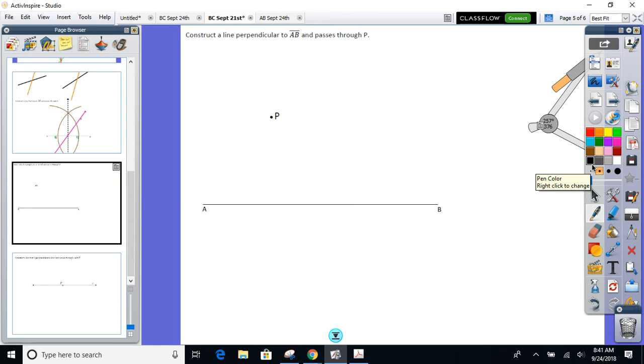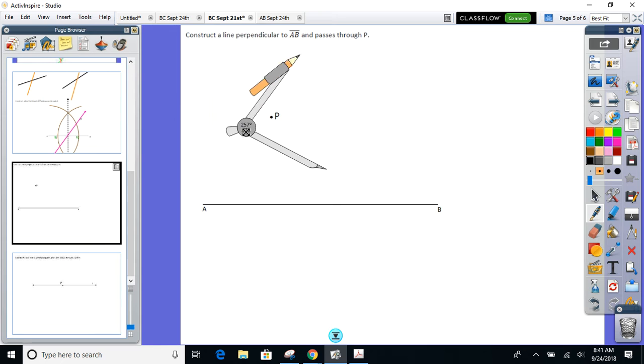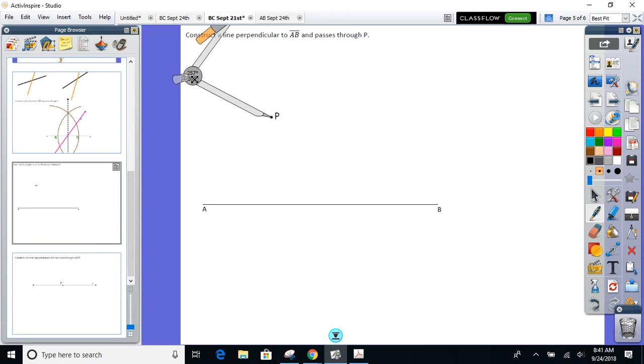Everyone ready? How to make a perpendicular line through any point. Put your compass point on P. Whatever point I got to draw it through, put your compass point on P. And now you have to play around with your compass opening. What I need from you right now is an arc that intersects AB in 2 spots.